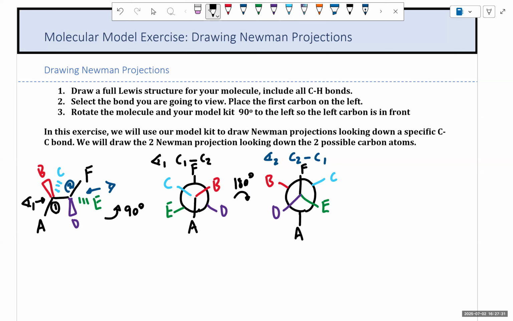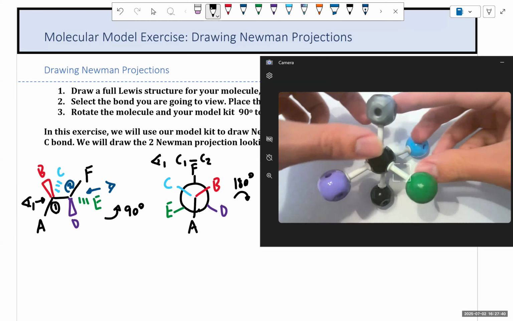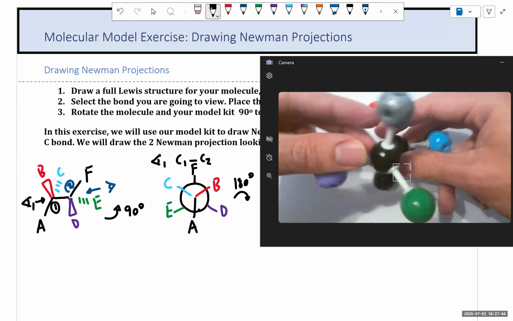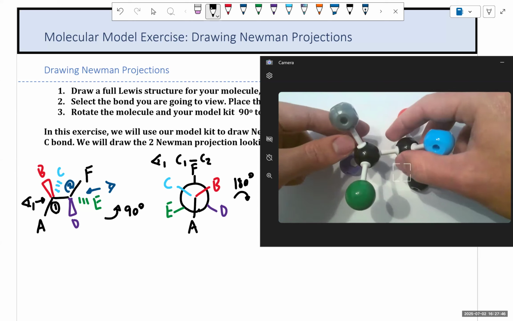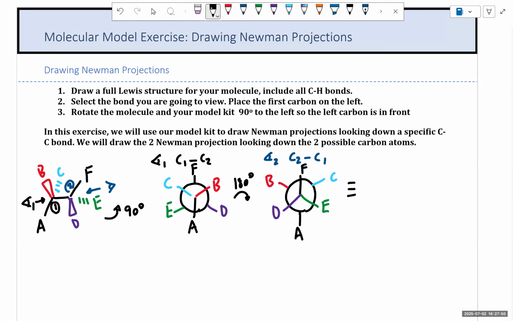Now, these structures are related just because they're rotated 180 degrees. If we wanted to convert this second Newman projection into a Dash-Wedge depiction, we can do that. All we have to do is take this structure and rotate it 90 degrees. So in this case, we're rotating our structure 90 degrees, and that gives us a Dash-Wedge structure.